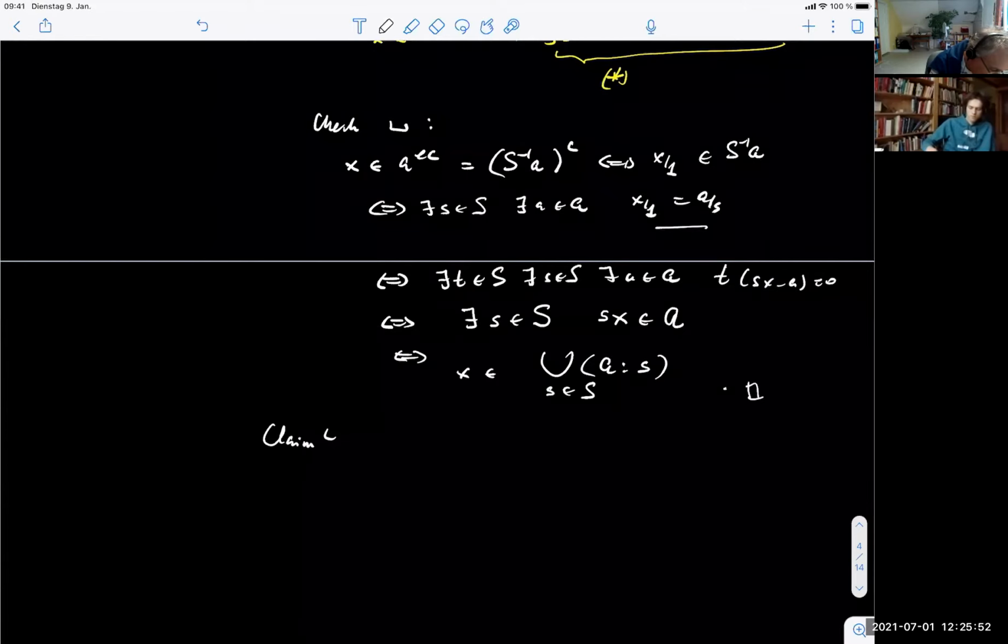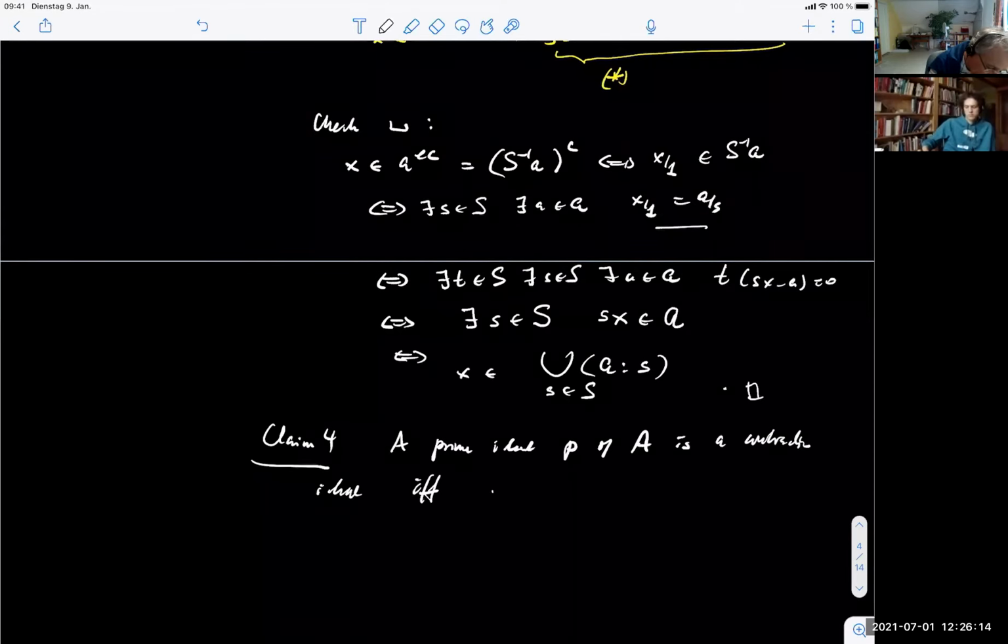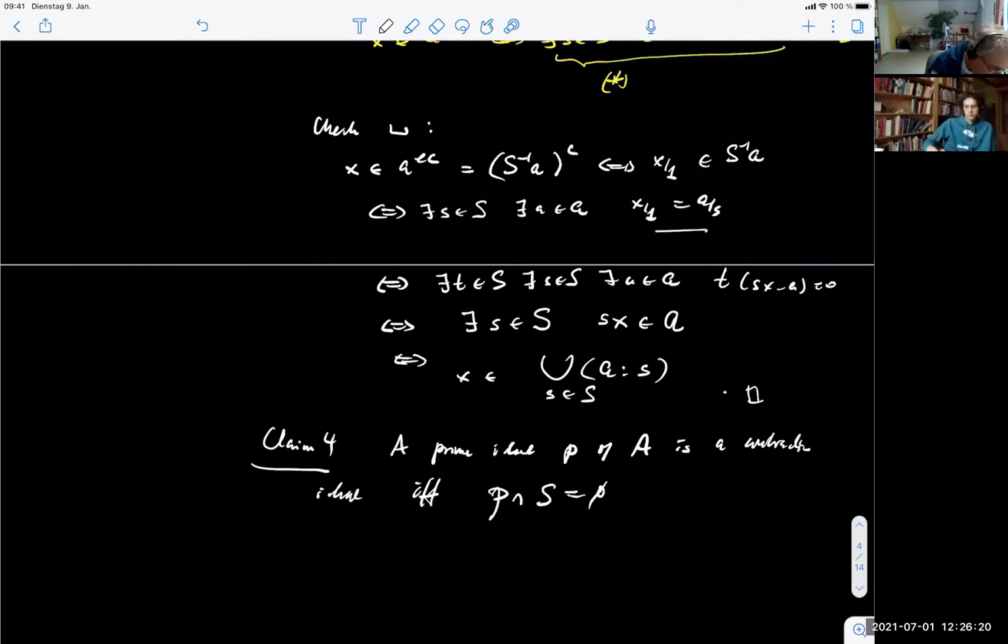This is claim 4, and this only talks about prime ideals. So when is a prime ideal a contraction? A prime ideal P of A is a contraction ideal if and only if P intersected with S is empty. So this is important.